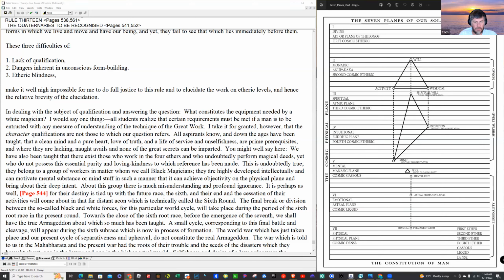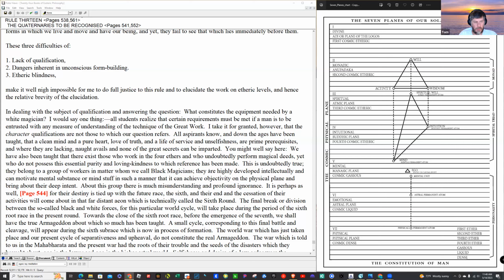You might well say here, we have also been taught that there exist those who work in the four ethers and who undoubtedly perform magical deeds, yet who do not possess this essential purity and loving kindness to which reference has been made. This is undoubtedly true. They belong to a group of workers in matter whom we call black magicians. They are highly developed intellectually and can motivate mental substance or mind stuff in such a manner that it can achieve objectivity on the physical plane and bring about their deep intent. About this group, there is much misunderstanding and profound ignorance.